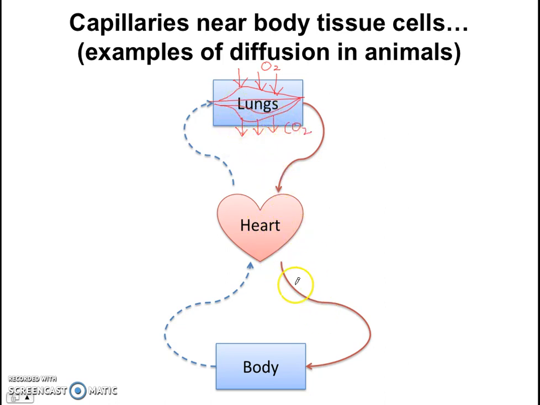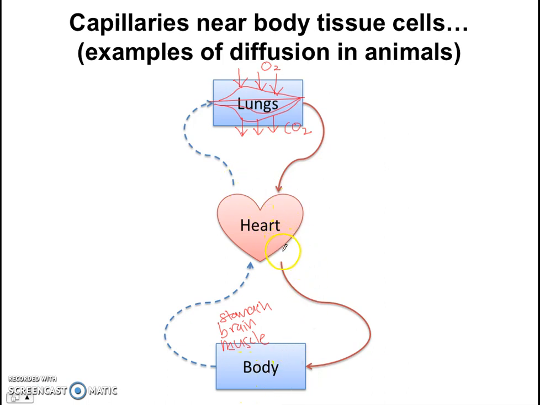Now what happens in the body's capillaries? So now we're going to take a look at the capillaries near the body tissue cells. So this could be anything like your muscle tissue, it could be your brain tissue, it could be your stomach tissue. This is just a body. The word body represents all these possible tissues. So what happens in the capillaries here?